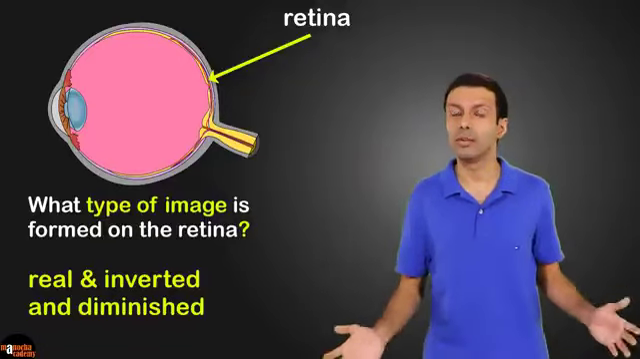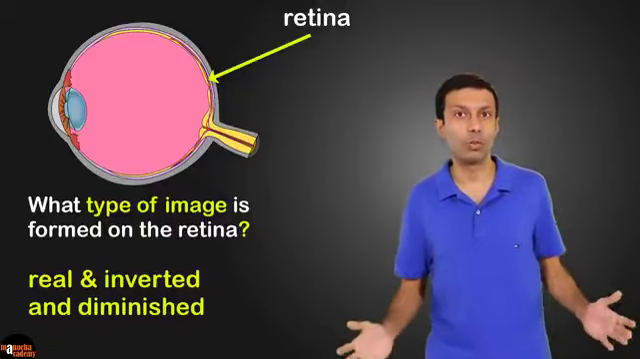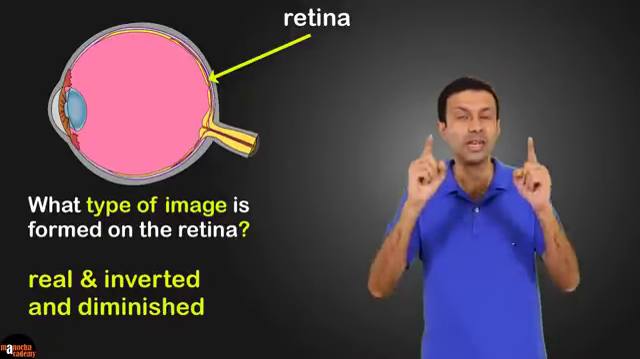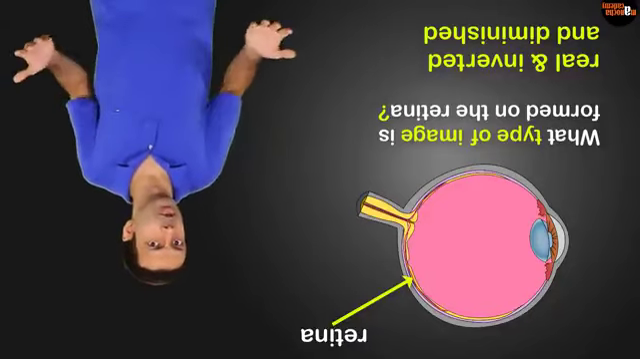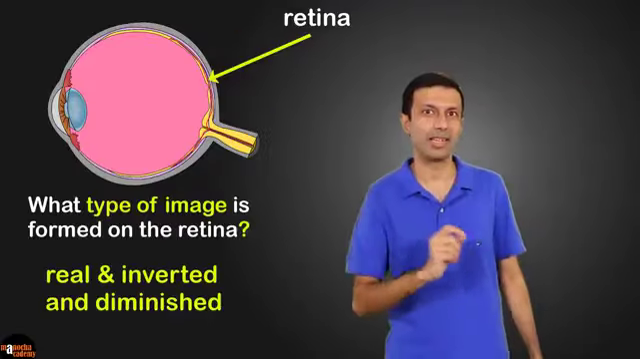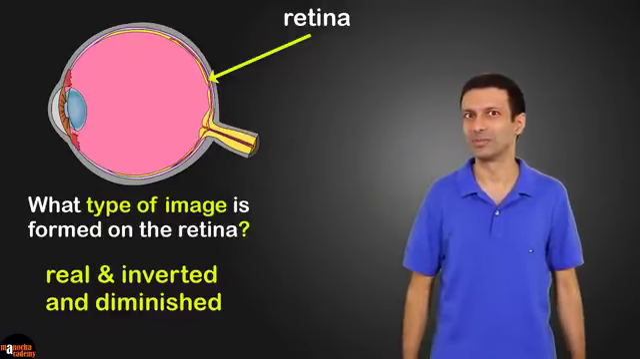Now we know that real images are inverted. So do you know that the video you're watching right now is actually inverted on your retina. Then why doesn't this video or the world around us appear inverted? Thankfully, the brain perceives it as an upright image. Otherwise, the world would appear upside down.